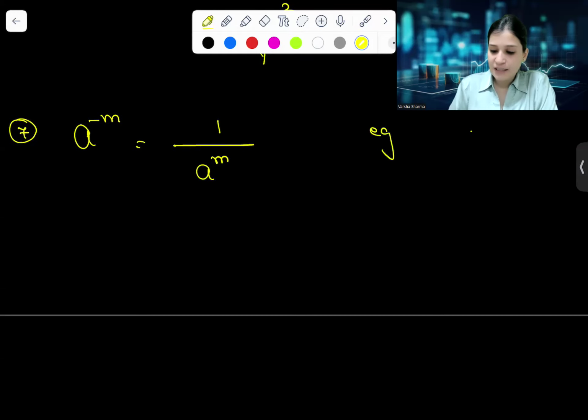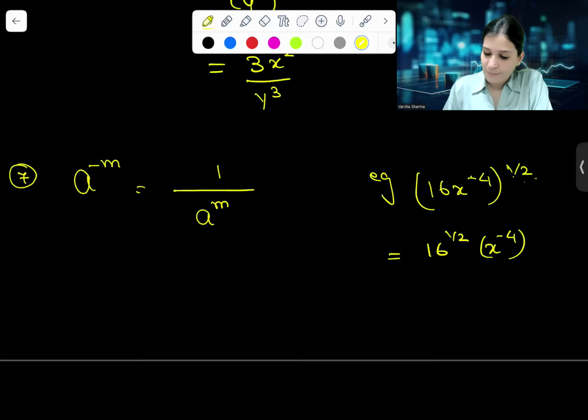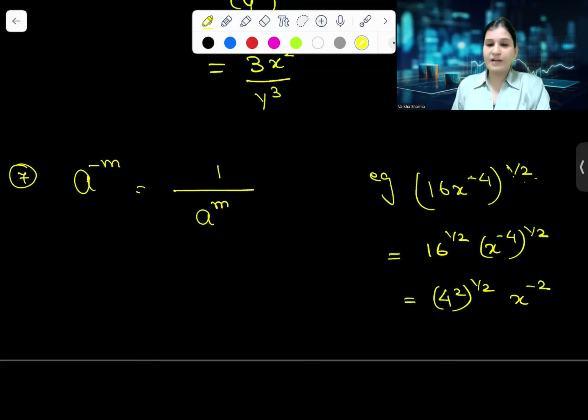If I have, for example, 16x power minus 4 to the power half, so 16 to the power half, x power minus 4 to the power half. 16 can be written as 4 square, so that's half. Here 4 and 2 gets cancelled, so I'm left with 4 to the power 1. Here 2 and half gets cancelled, I'm left with minus 2.